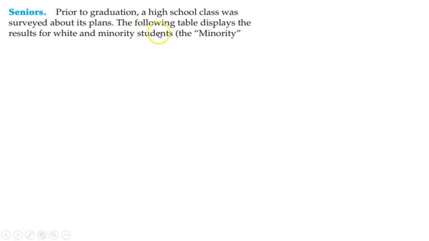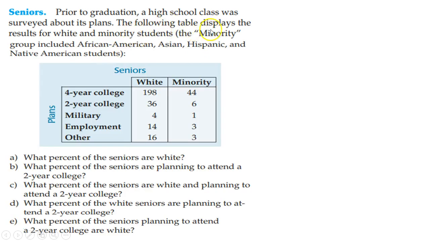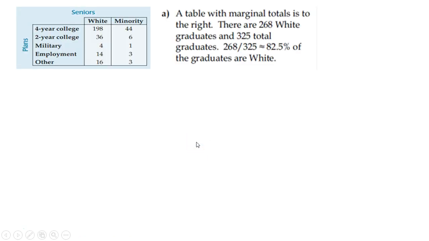Seniors. Prior to graduation, a high school class was surveyed about its plans. The following table displays the results for the white and minority students. All right, so white versus minority students. What percent of seniors are white? Well, these are all seniors. All of them. Okay, so the point is that they're all seniors.